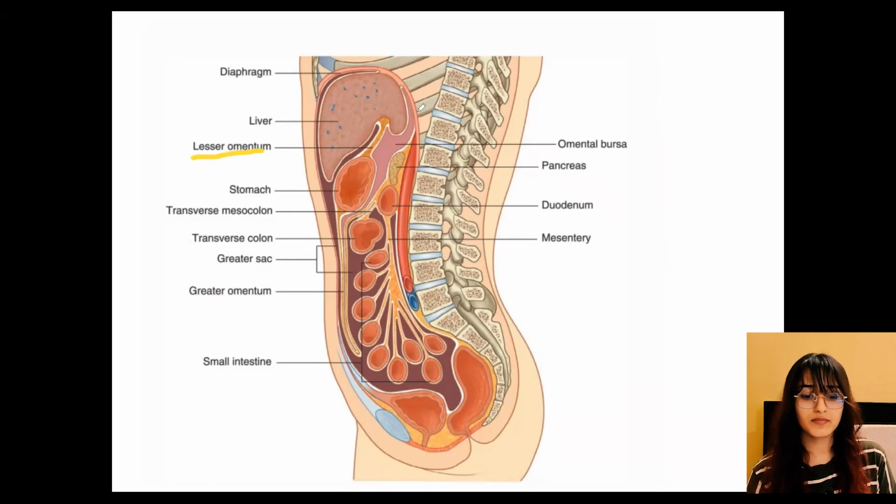So yeah, we had lesser omentum. The one which hangs from the stomach is your greater omentum. Now the one behind the stomach is your lesser sac or your omental bursa. So I also told you that the greater omentum and mesocolon fuse and attach to the pancreas right here, which is retroperitoneal, that is behind the peritoneum. The duodenum is also almost behind the peritoneum. So all these are the loops of small intestine, and they have a mesentery.